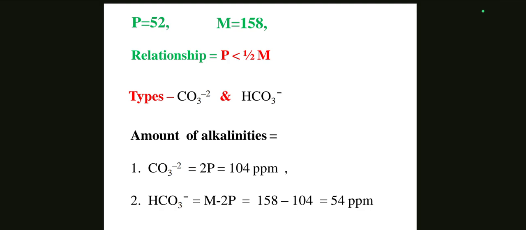Okay, dear students. So in this way, first your task is to find the value of P and M, then find out the relationship, then take that relationship and check in the table. The table will give you the types of alkalinities. Then in front of those types, you will get formulae. So use those formulae for finding the amount.